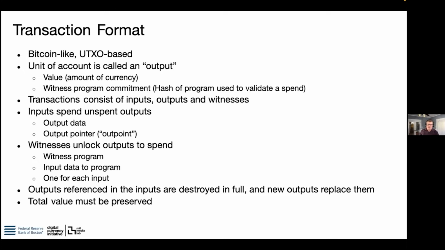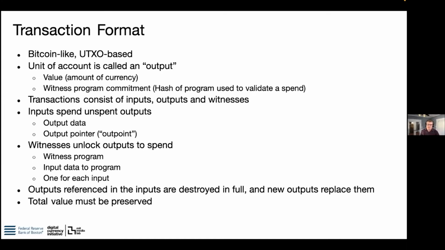And finally, the witnesses are data that unlock the outputs so we can spend them. This is going to contain the actual witness program itself, which is compared against the witness program commitment in the original output, as well as whatever data is required to satisfy that witness. As a result, there's one witness per input, which means that you can have different witness programs in a single transaction, meaning you can support things like multi-signature transactions, multi-party transactions, and so on.